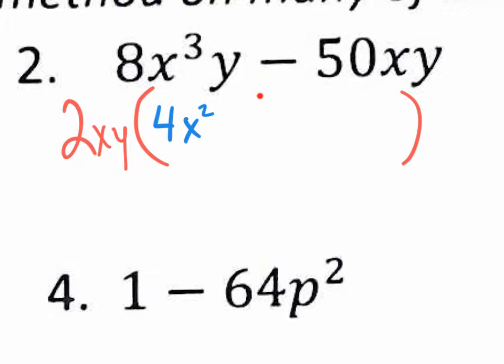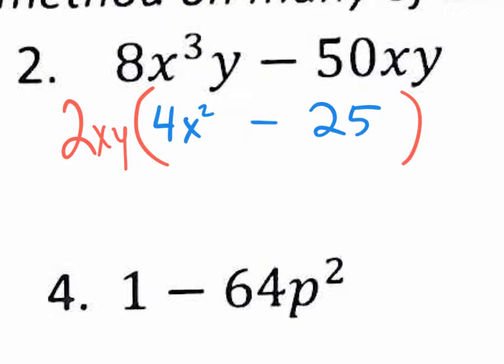And then 2xy times what gets us a negative 50xy? That would simply be a negative 25, right? 2 times negative 25 is a negative 50. The xy times 1 gets you the xy. You don't need a times 1.